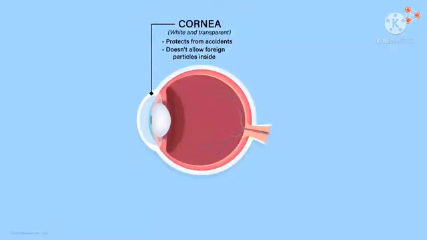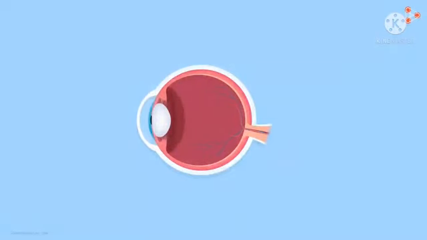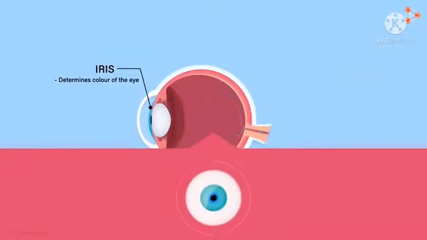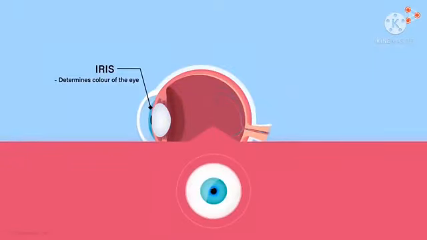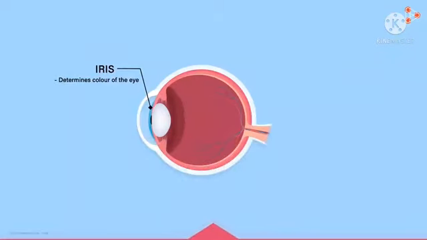Let's now talk about the things present inside. Behind the cornea, there's a dark muscular structure called the iris. Iris determines the color of the eye. For instance, when we say that a person has blue eyes, it means that the color of the iris of the person's eye is blue. Now there is a small opening at the center of the iris for the light to enter. Do you know what it's called? It's called the pupil.